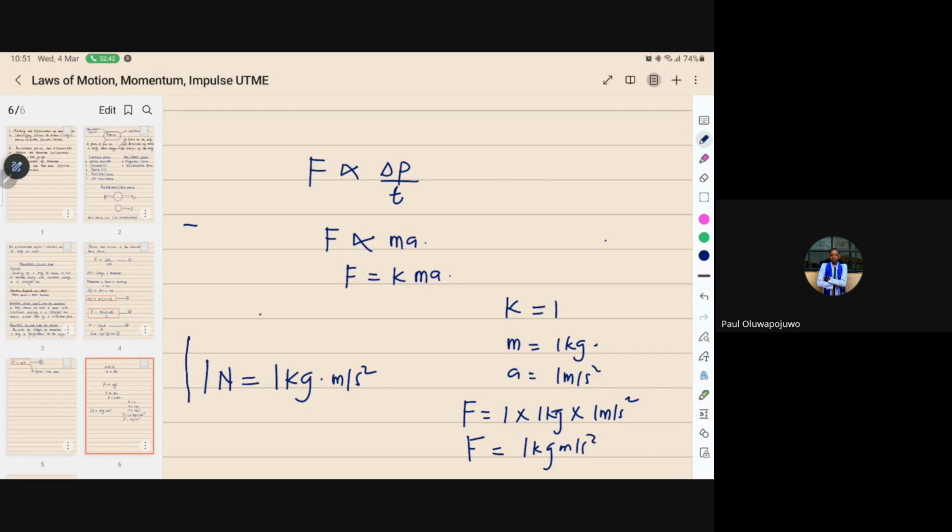And that is where we got the unit of force. The unit of force, Newton, simply means kg meter per second squared. So 1 Newton is equal to 1 kg meter per second squared because we assume that the proportionality constant is equal to 1. Right? That is where the assumption comes in that gave us the unit of Newton.